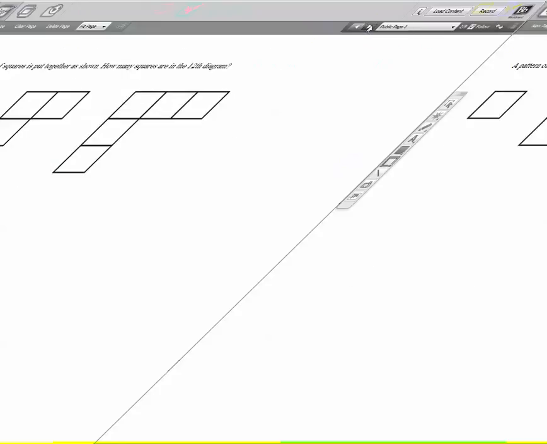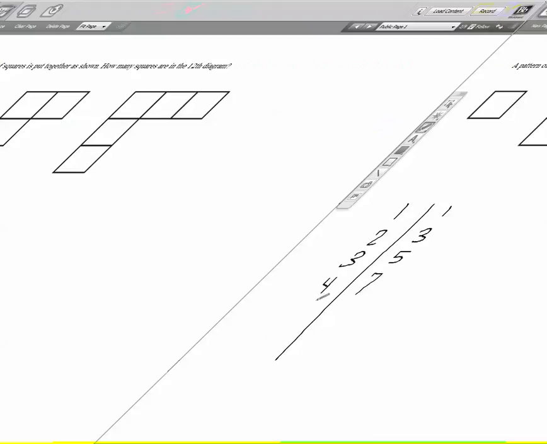Looking at the next one, again, I'm going to create a chart to help us out. A pattern of squares is put together as shown. How many squares are in the 12th diagram? Well, in the first diagram, I have 1 square. In the second diagram, I have 3 squares. In the third diagram, I have 5. So you can see that it keeps increasing by 2 each time.